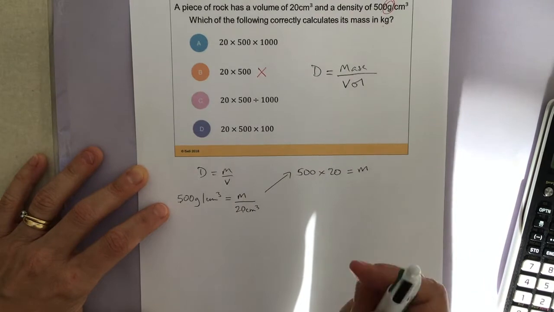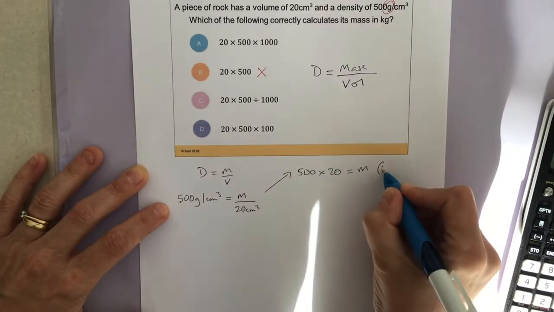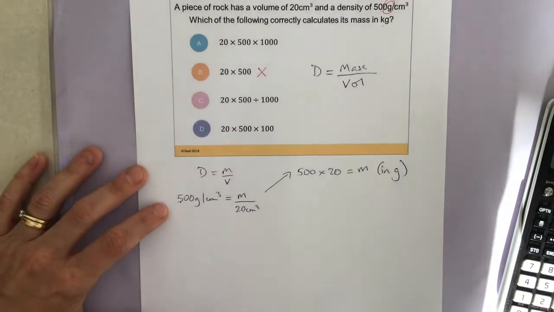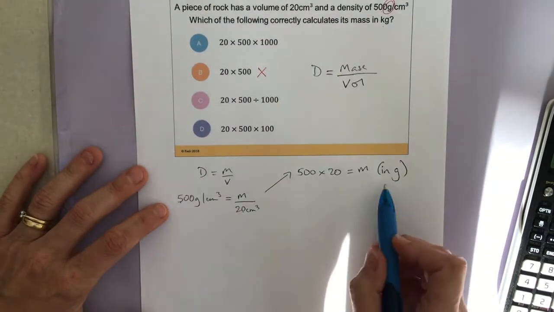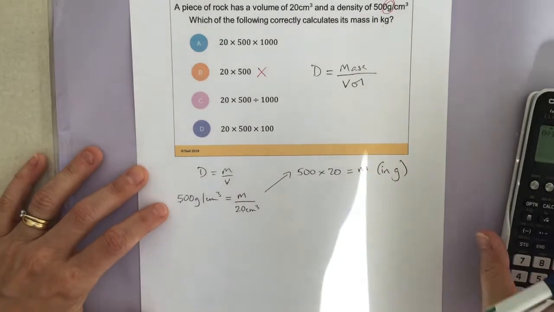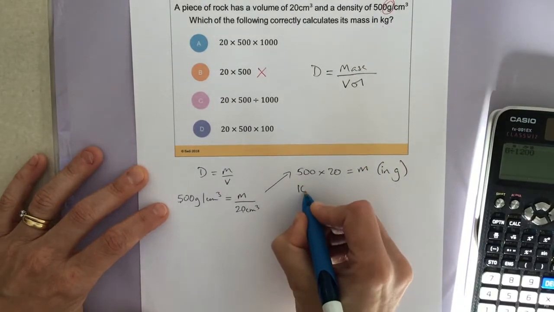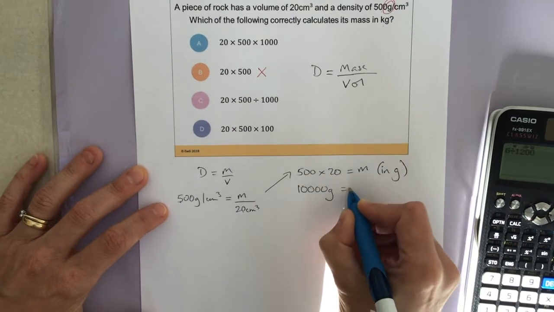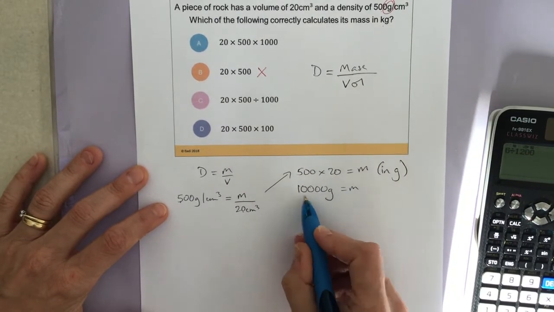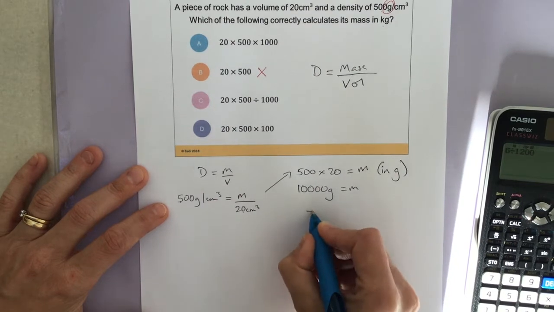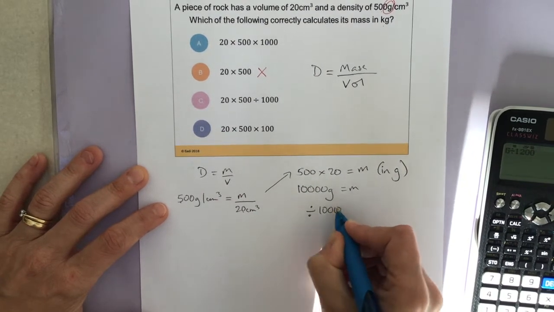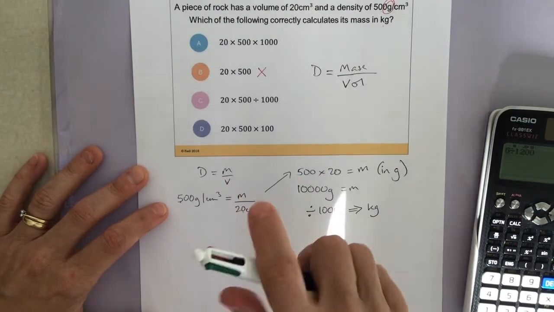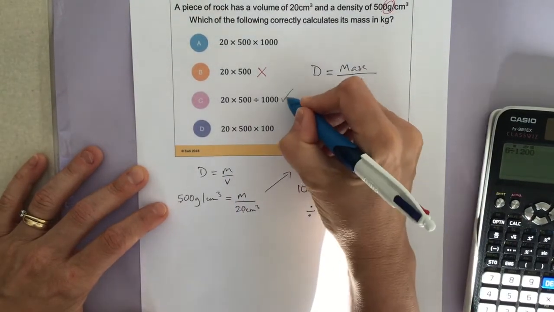So this answer would be in grams. Okay, but I don't want grams, I want kilograms. So what am I going to do there? Well, if I know my mass in grams, it's easy enough. So 10,000 grams is my mass. To change grams to kilograms, I need to divide now by 1,000 to give me my answer in kilograms. Okay, so that means that this is my correct answer.